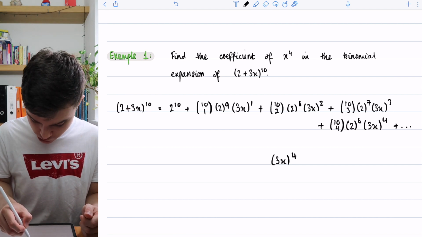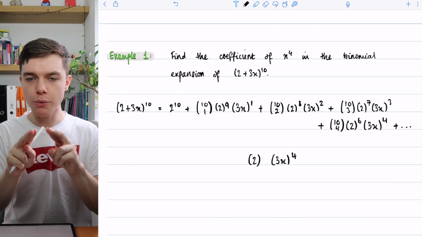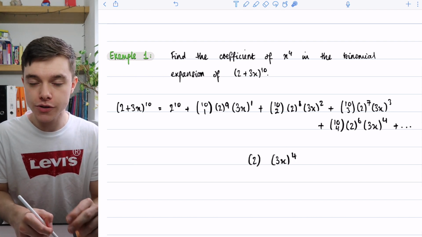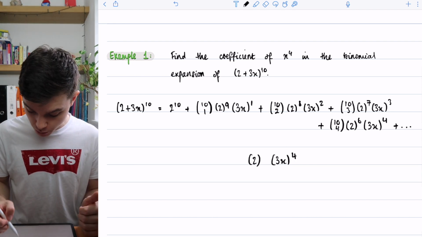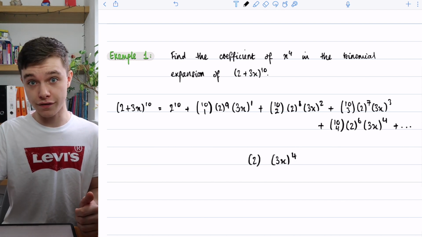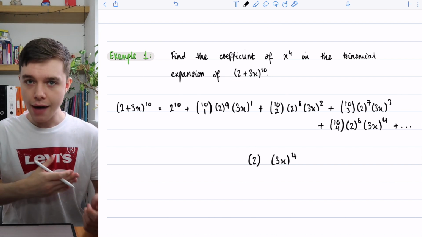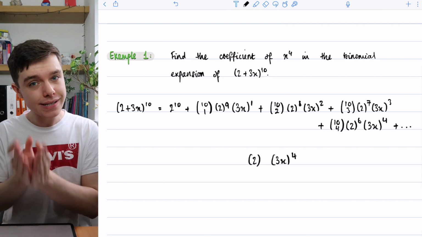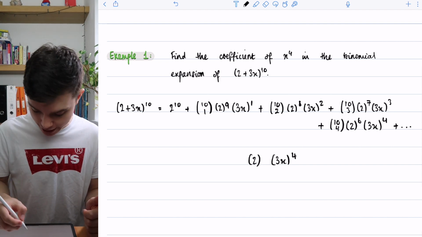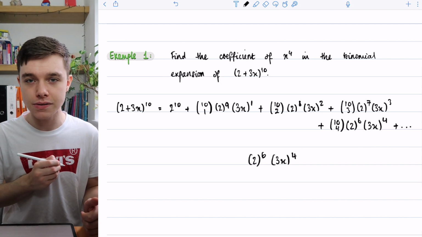Well, the first term is a 2, and we know that the powers need to add to give me the power on the bracket. So working backwards, we know that we've got a 4 on the 3x to give me 3 to the 4, x to the 4 when we do that distribution. And then on the 2, it has to be a power 6 so that the powers add to give me the power on the bracket. So that has to be a power 6.